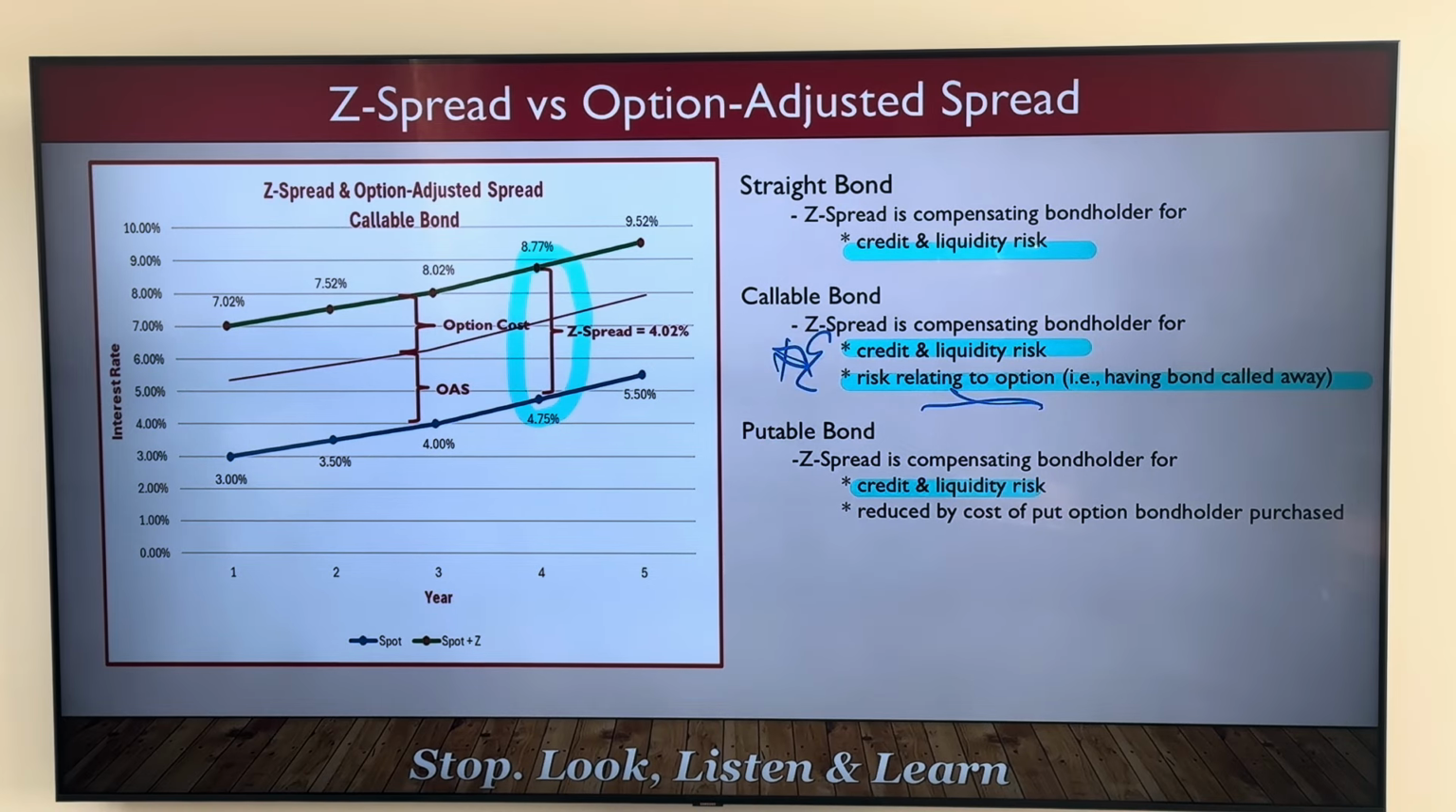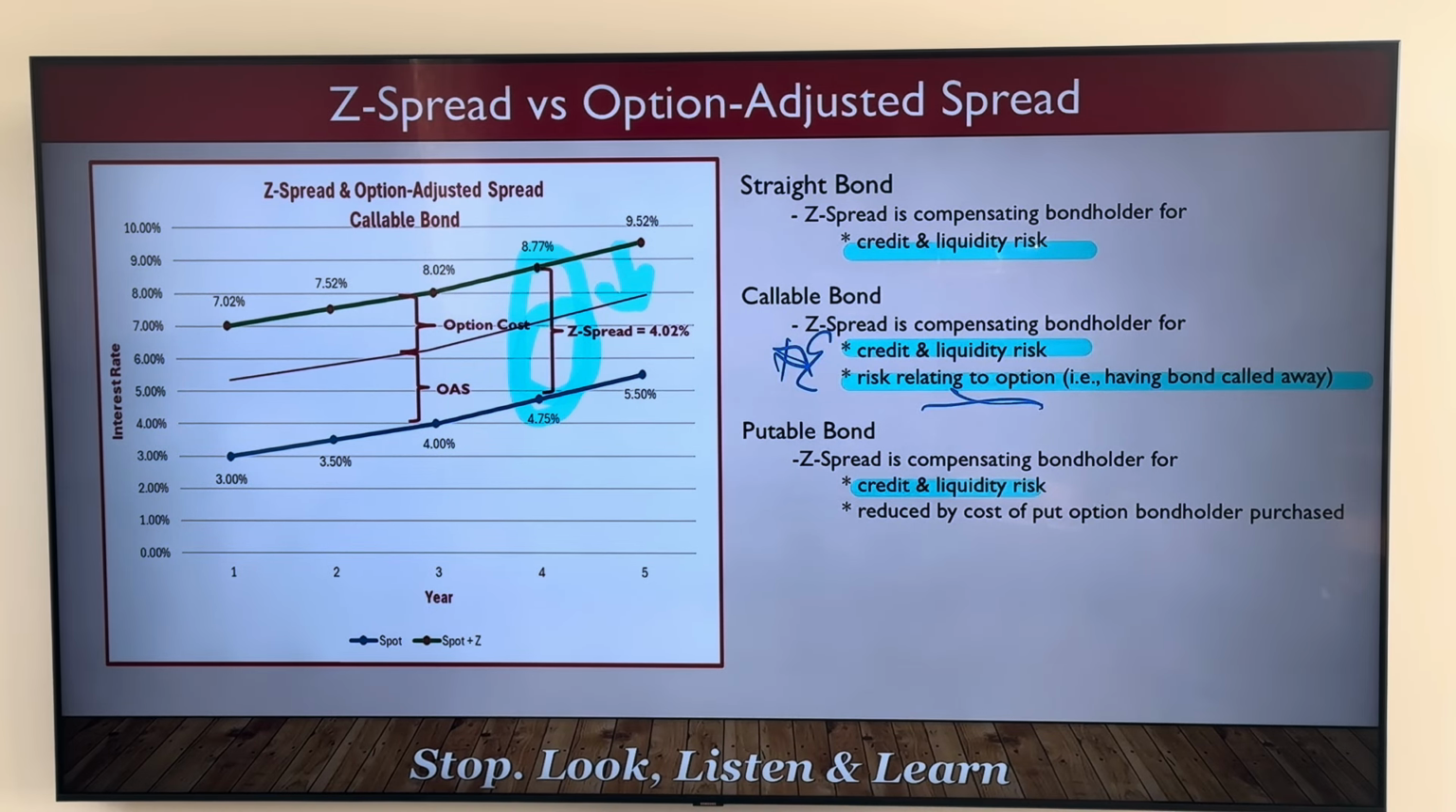But because you want this additional benefit, we're going to have to be compensated for taking on that additional risk. That is the risk that you might put the bond to us. So we're going to reduce the amount of compensation we're going to pay to you. So you're actually going to get only this amount here. And so with respect to a puttable bond, the Z spread compensates the bondholder for the credit and liquidity risk.